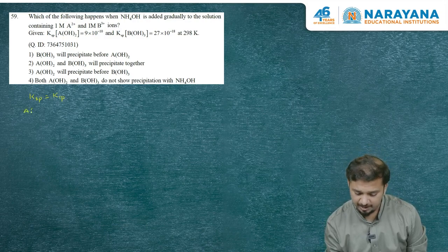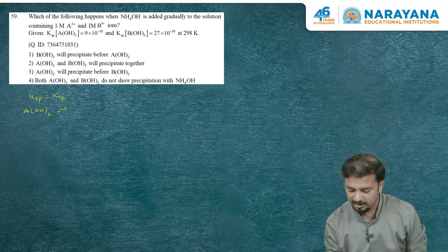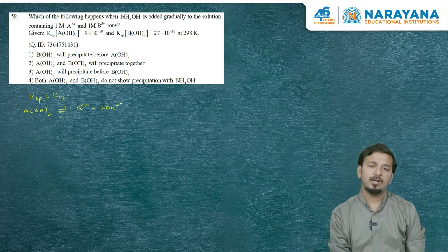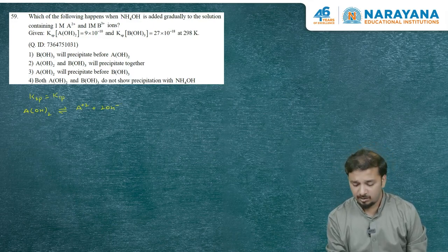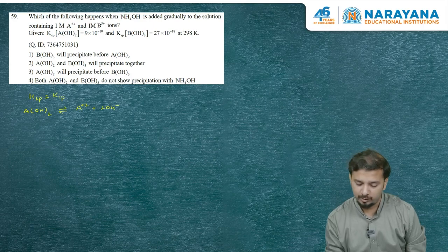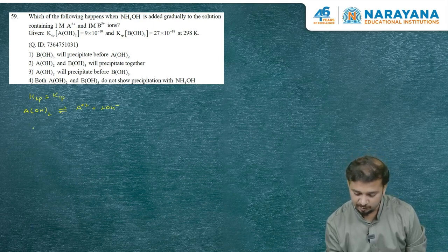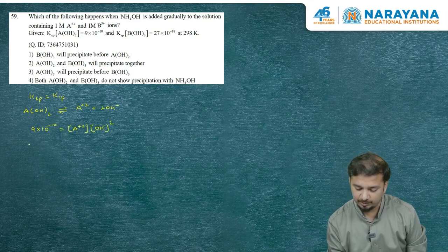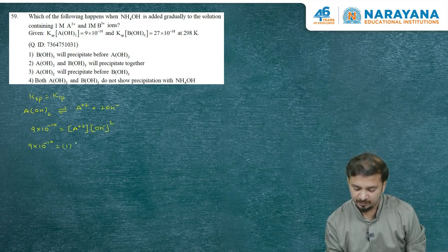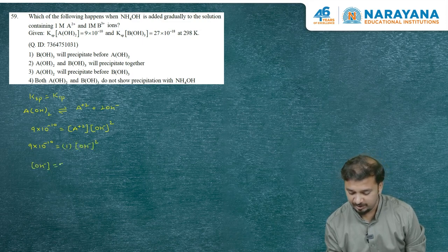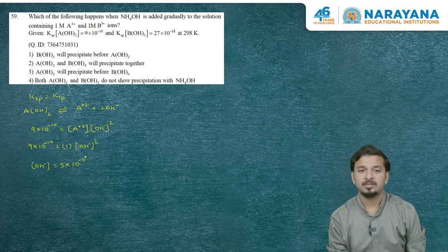So if we consider A(OH)2, it will dissociate to give A+2 and 2OH-. So I am trying to find out the amount of OH- which is required for formation of saturated solution of A(OH)2. So we can write Ksp for A(OH)2 is 9 into 10 raised to the power minus 10. That is equal to concentration of A+2 into concentration of OH- squared. So I can write 9 into 10 raised to the power minus 10 is equal to A+2 concentration, given is 1, into OH- concentration squared. So we'll get OH- concentration as 3 into 10 raised to the power minus 5.